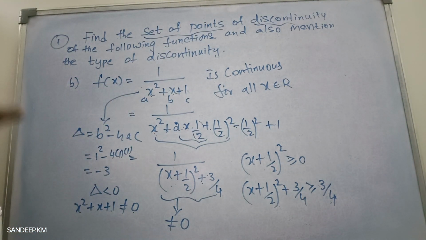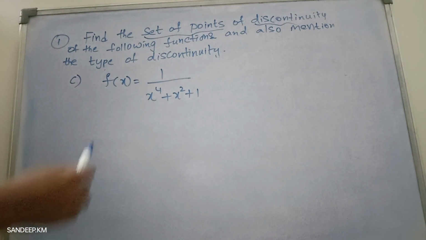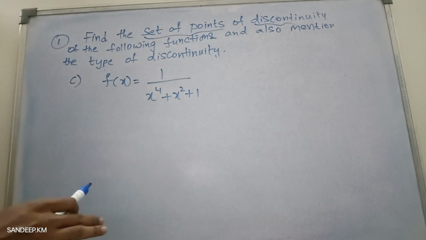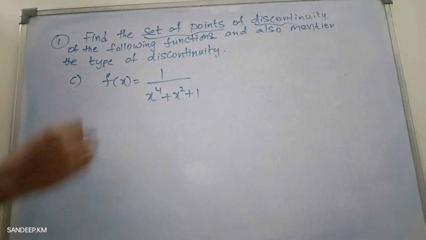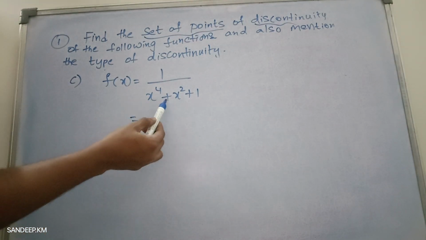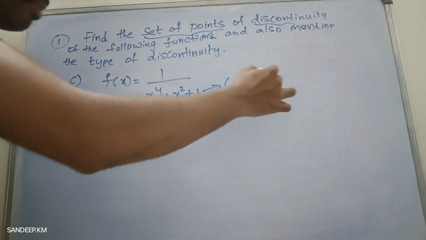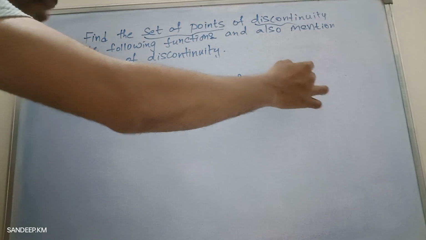Let us take another example. Here is our third function. Let us try to find the points of discontinuity if they exist. Now observe the process. Some of us already know that this can be factorized and it can be written as x square plus x plus 1 into x square minus x plus 1.